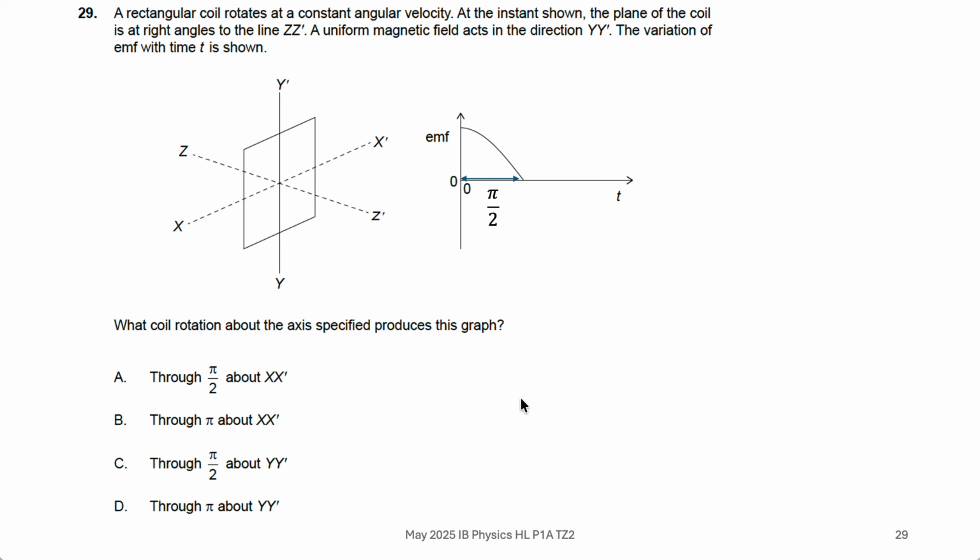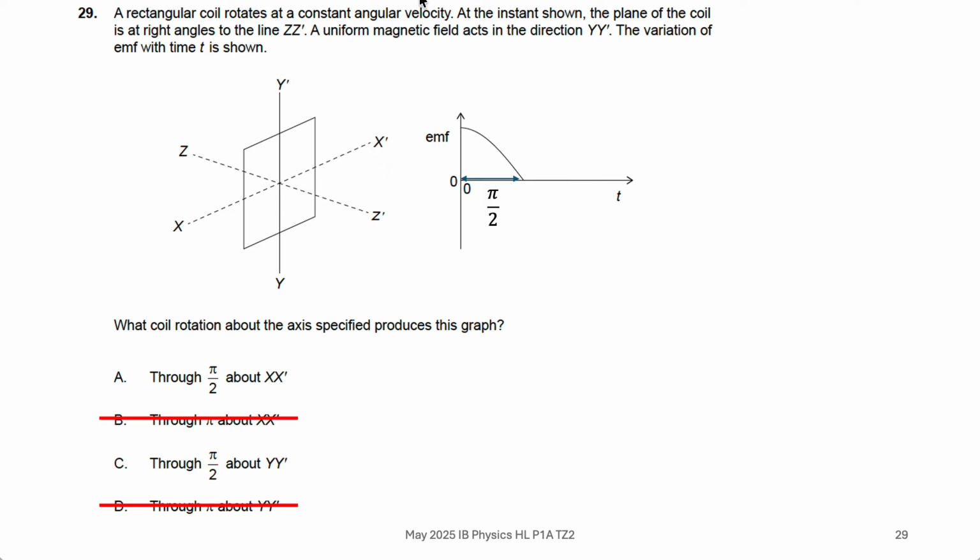Okay, so actually what we're going to do is get rid of B and D straight away because they imply a rotation about 180 degrees. This is about 90 degrees, pi over 2. Now then the question, the harder bit is, which of our axes are we rotating around? Are we rotating around this YY', or are we rotating around XX'?